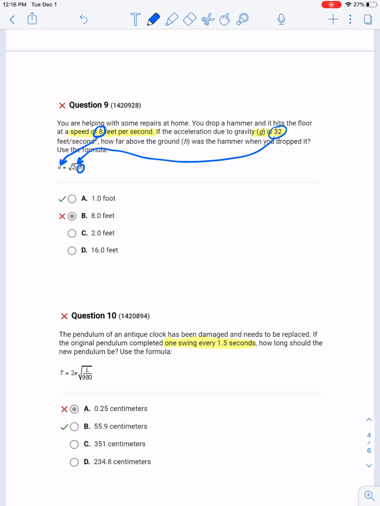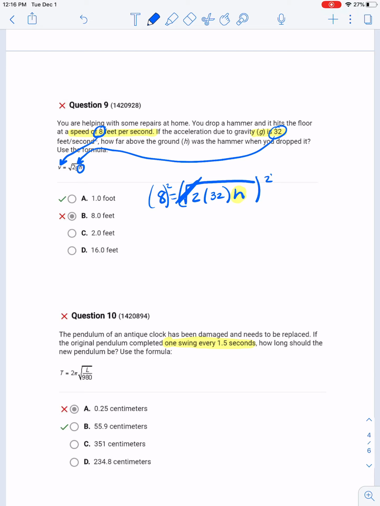Use the formula. Okay, so the speed is 8. We'll plug that in for V. Equals the square root of 2 times G, we know is 32, and then times H, which we're looking for. Okay, so again, our goal is to get H by itself here. So if your goal is to get H by itself, let's get rid of that. Everything is under the square root, so let's get rid of the square root by squaring both sides.